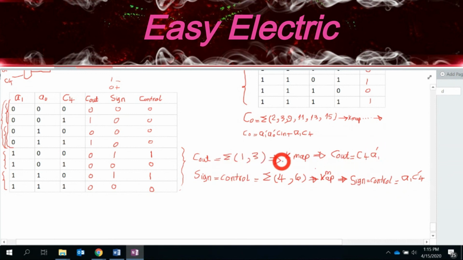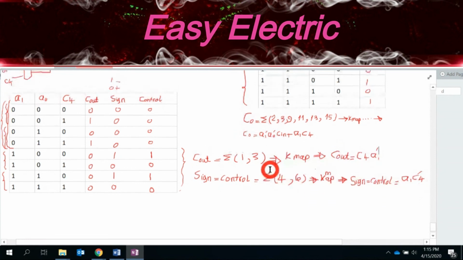You just be careful. K-map should have 8 squares, right? Because this is a function with the 3 variables, and 2 power 3 is 8. So if you use that, C4 A1 prime I got for C out, and for the sign and control I got A1 C4 prime. That's it. That's actually what I need.